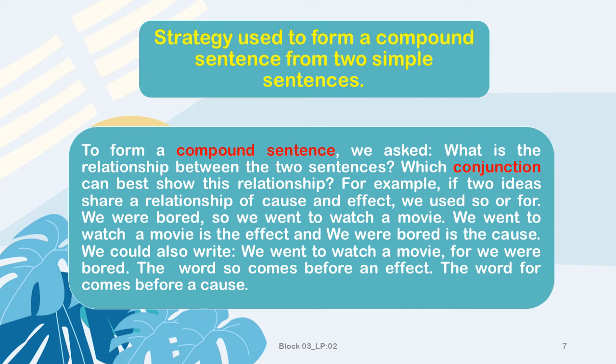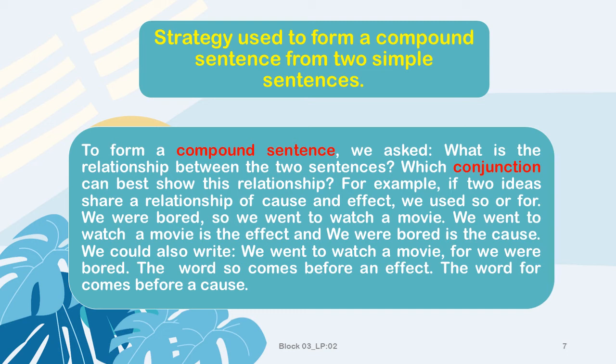Strategy used to form a compound sentence from two simple sentences. To form a compound sentence, we asked what is the relationship between the two sentences? Which conjunction can best show the relationship? For example, if two ideas share a relationship of cause and effect, we used so or for. We were bored, so we went to watch a movie.